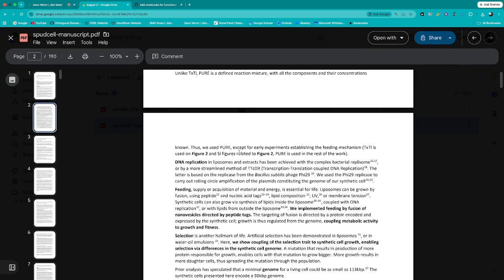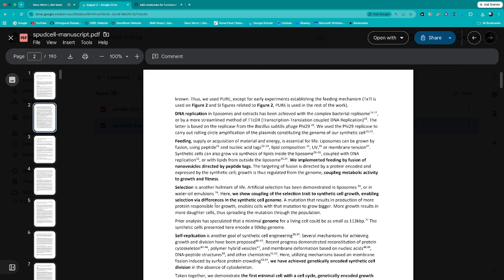All right, so they talk about DNA replication in liposomes. In extracts it has been achieved with the complex bacterial replisome or by a more streamlined method, TTC-DR. And this is transcription-translation coupled DNA replication. The latter is based on the replicase from the Bacillus subtilis phage Phi29. We use the Phi29 replicase to carry out rolling circle amplification of the plasmids, constituting the genome of our synthetic cell.